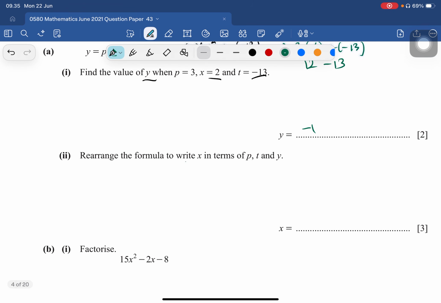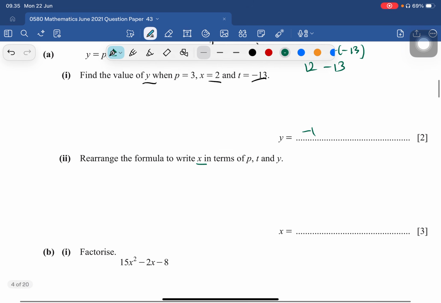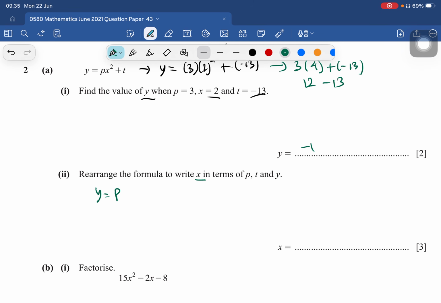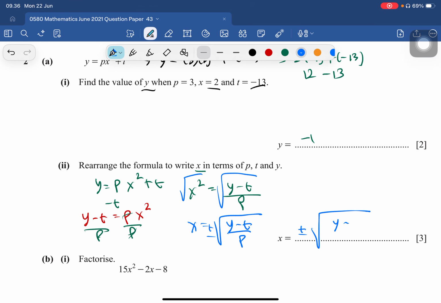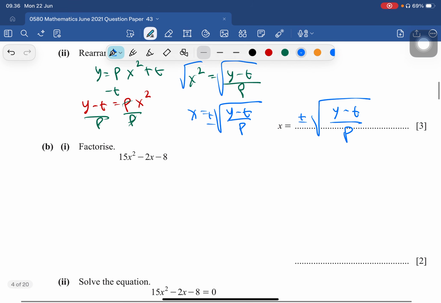Okay, rearrange the formula to write x in terms of p, t, and y. So y equals p x squared plus t. So we minus t on both sides, and you get y minus t equals p x squared. Then we divide by p on both sides, so we get x squared equals y minus t over p. Okay, get rid of the square, so we take the square root. So x equals the square root of y minus t divided by p. This is plus minus, so x equals plus minus the square root of y minus t over p.